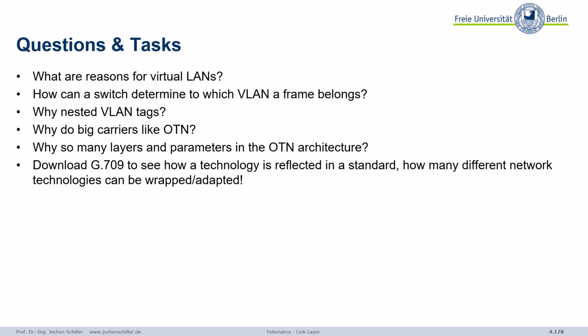So looking back, what are the reasons for virtual LANs? We saw we have physical local area networks, but we also have virtual ones. Why? What do we do with the virtual ones? And if we have switches there in between, we need them. How do we find out whether this frame belongs to the orange or to the gray? We can even nest VLAN tags, so why do so? This has something to do with the providers, etc.